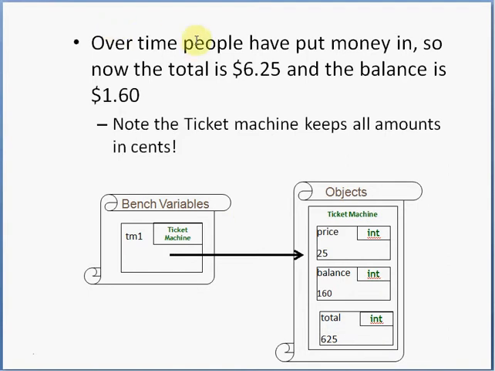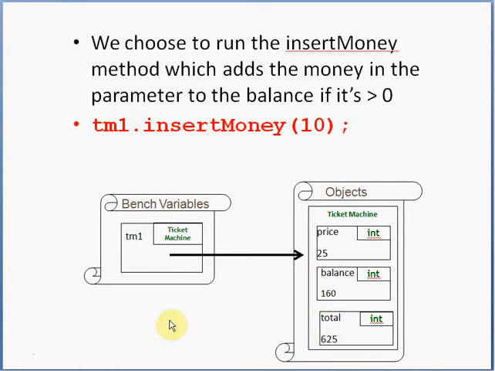Okay. Over time, people put money in. It started out as a 25-cent machine that didn't have anything in it, but at this point we've got 160 cents in balance. That's what the person has put in the machine so far, and 625 that's in the machine from previous customers. So what we're going to do is either right-click on the TM1 object in the object bench and select Insert Money and then type in 10 as the parameter. Or alternatively, you can think of it as us typing tm1.insertMoney(10).